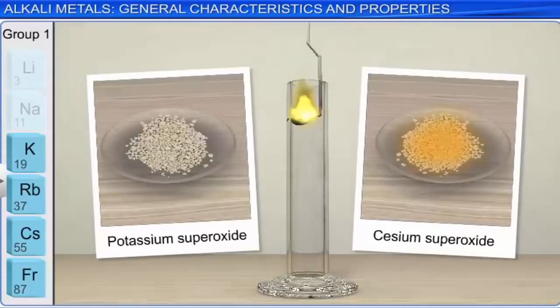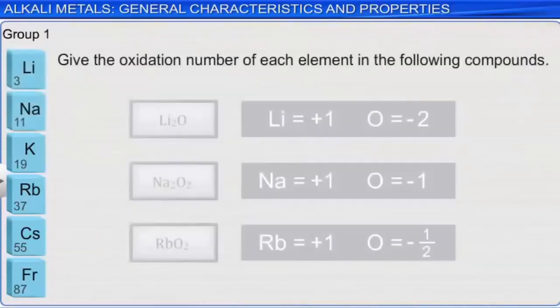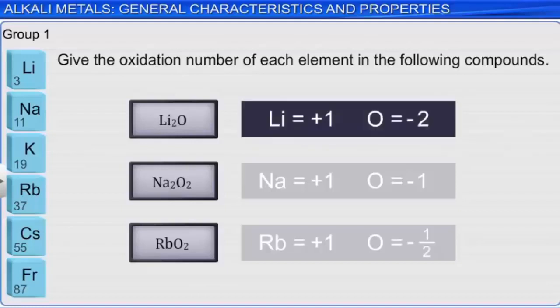Let's try some problem solving. What is the oxidation number of each element in the compounds lithium oxide, sodium peroxide, and rubidium superoxide? Recall that the sum of the oxidation numbers must be 0 for a neutral compound. For lithium oxide, since each lithium ion must have an oxidation number of +1, the oxygen ion must have a charge of -2.